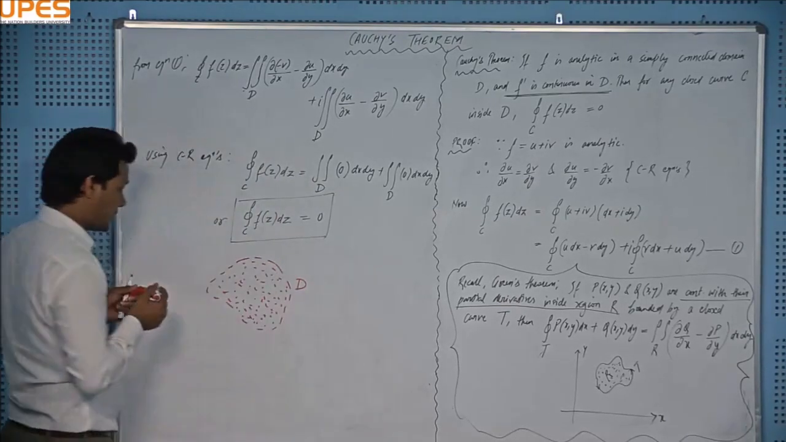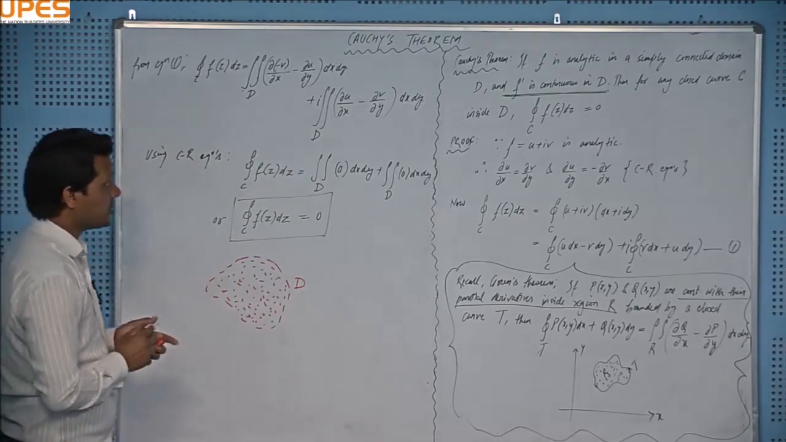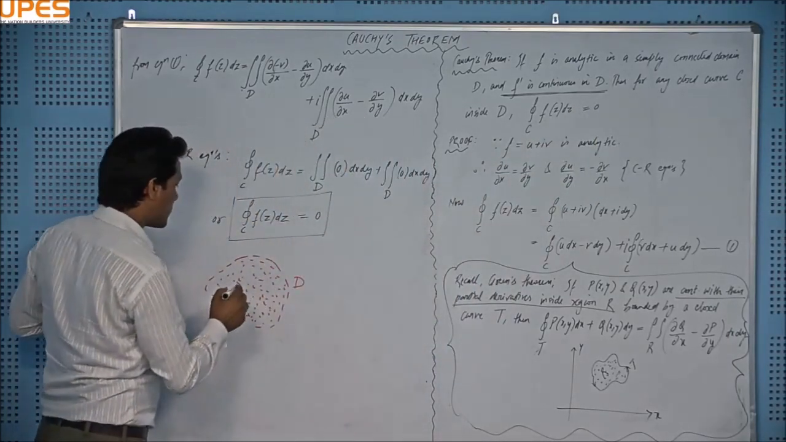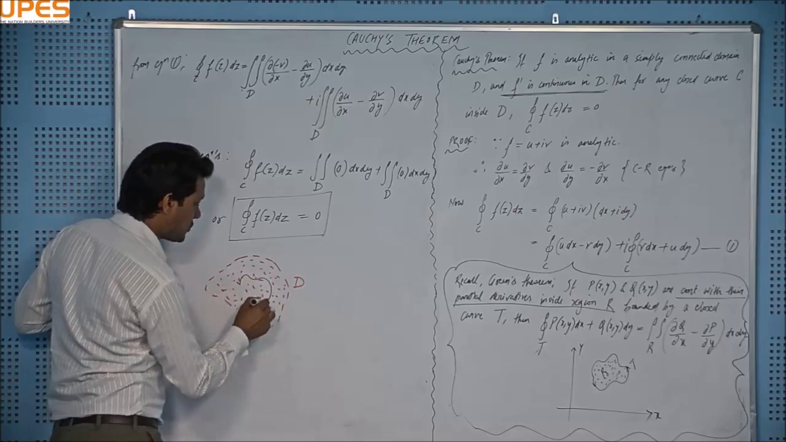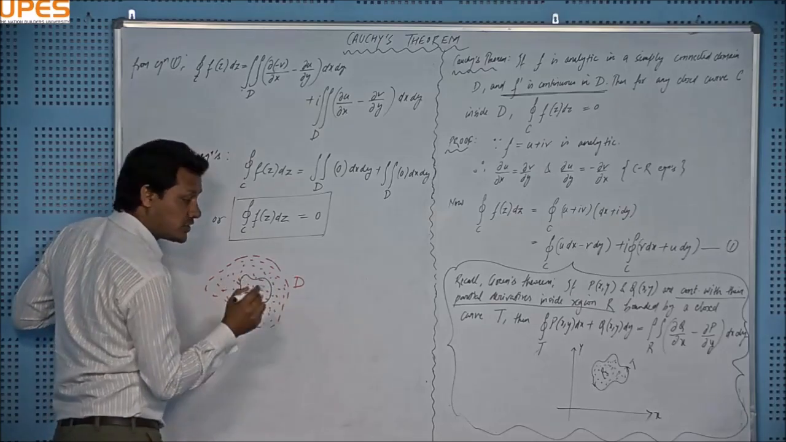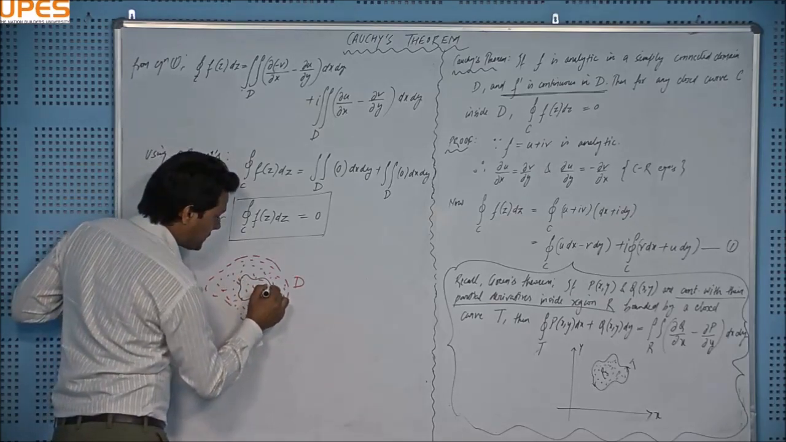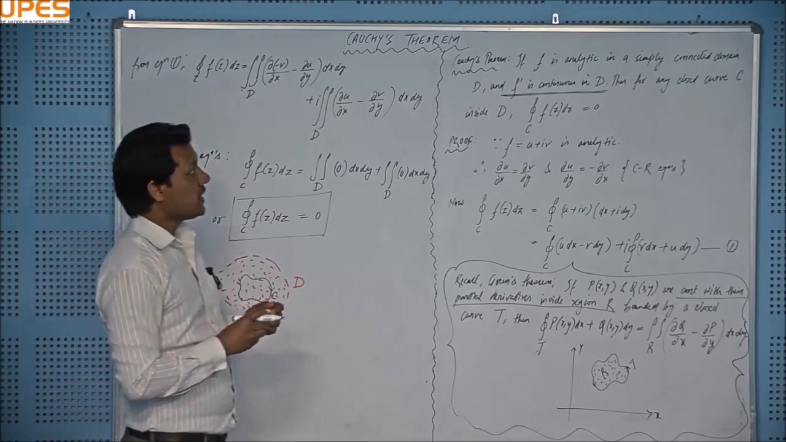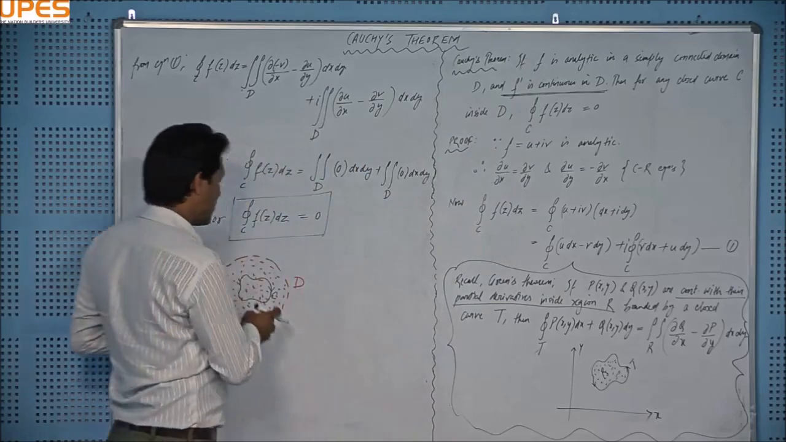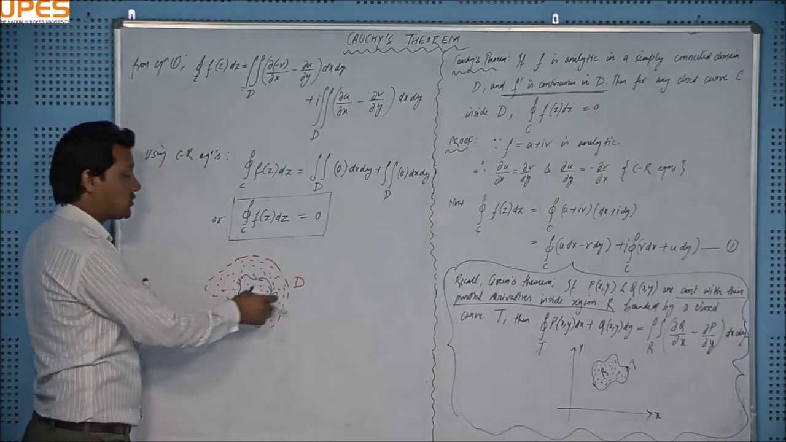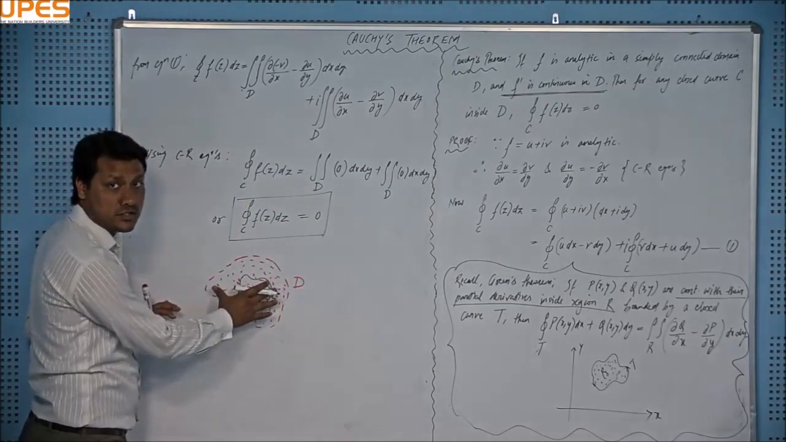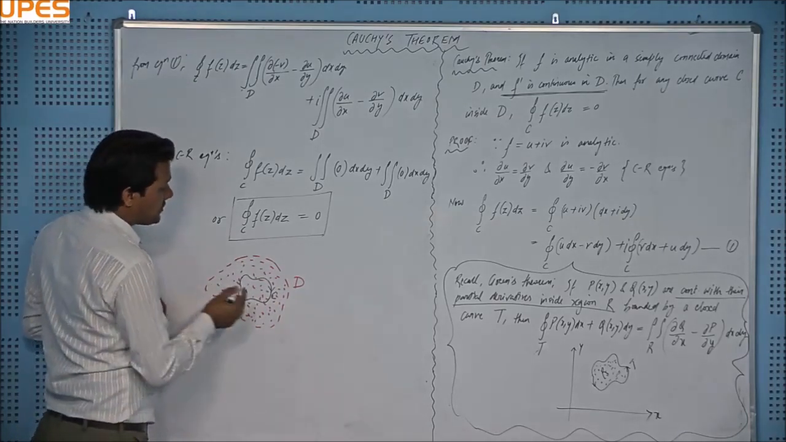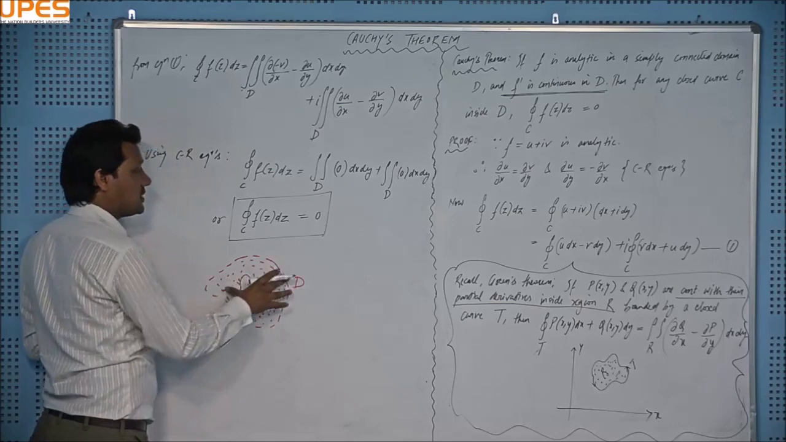Inside this domain D, we have any closed curve C. Let me draw a closed curve C like this one. It can be of arbitrary shape. So this is my closed curve C. And the theorem says that f is analytic inside this red colored region, meaning the simply connected domain. f is analytic everywhere on this red colored domain, and this is a closed curve inside D.